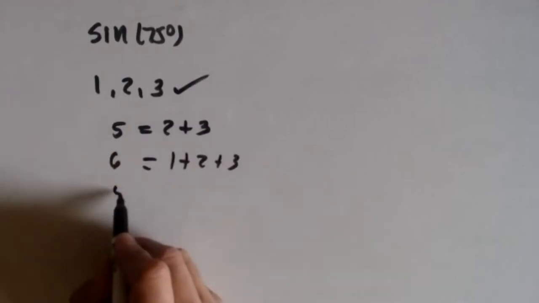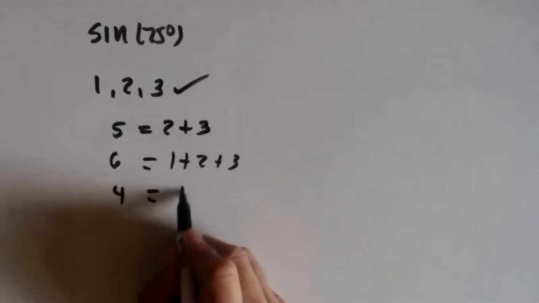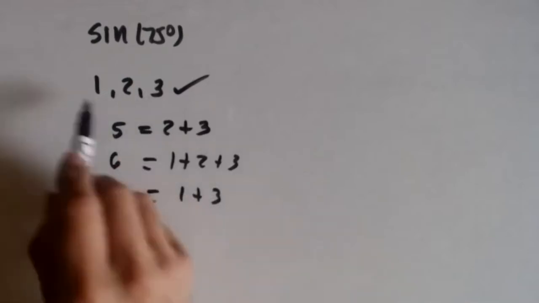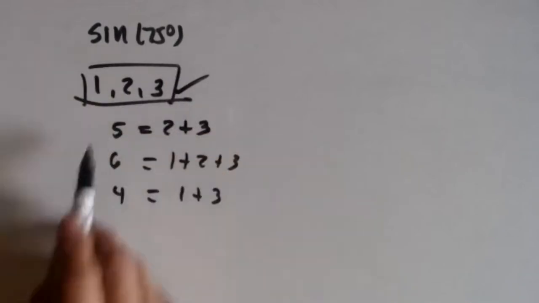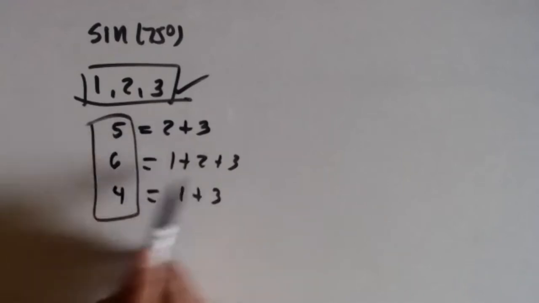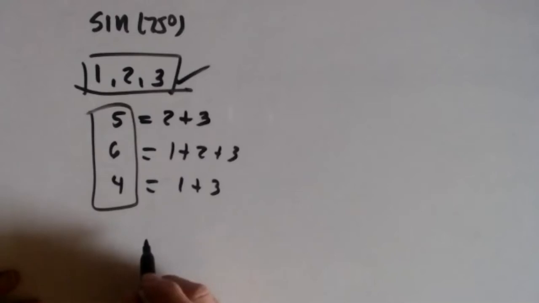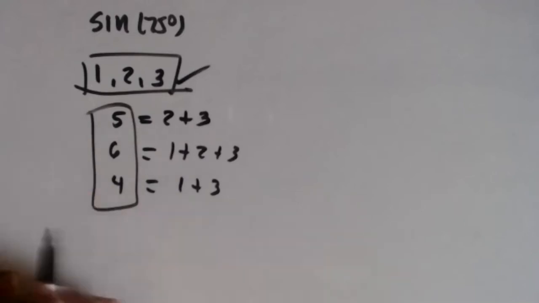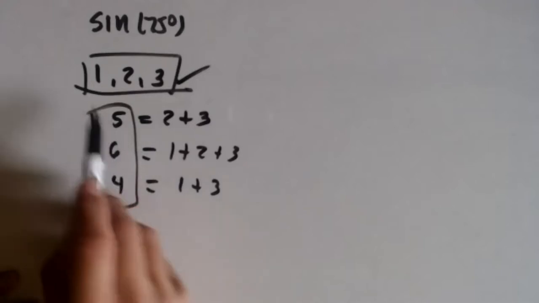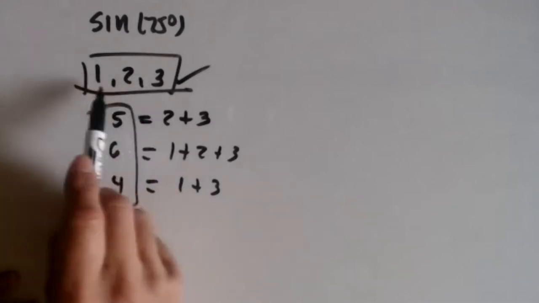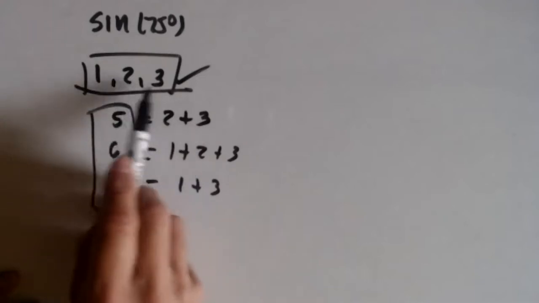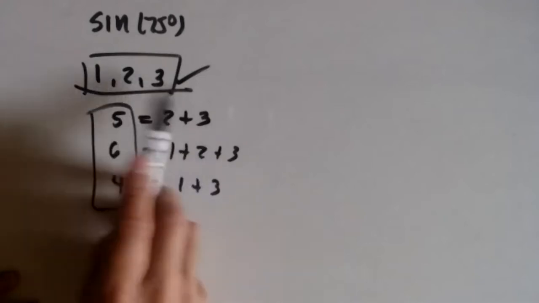What if I need 4? Okay, that is 1 plus 3. So if you see, I combine these three numbers to get these new numbers by addition. Or for instance, if you want 3, no, not really. Yeah, you can get values that are not in this set by combining the numbers in this set.